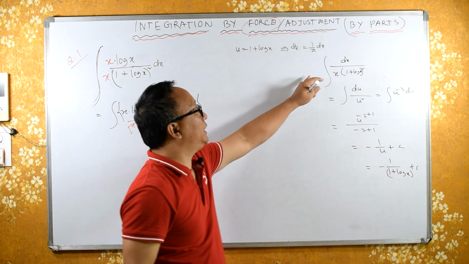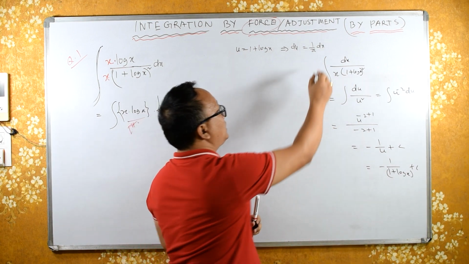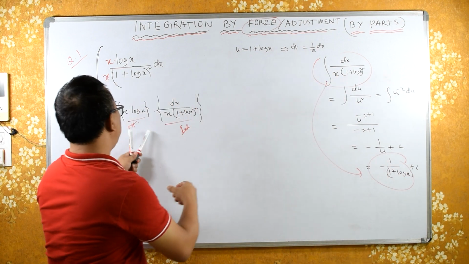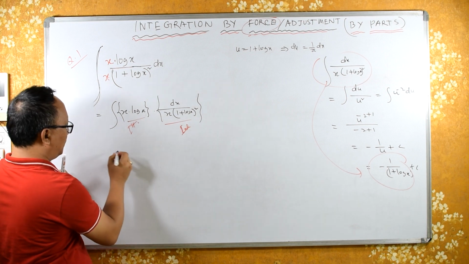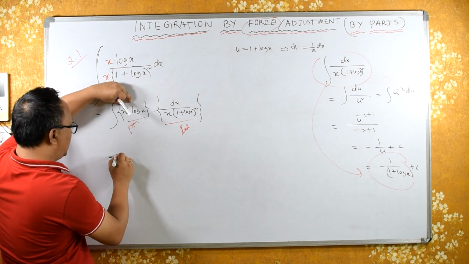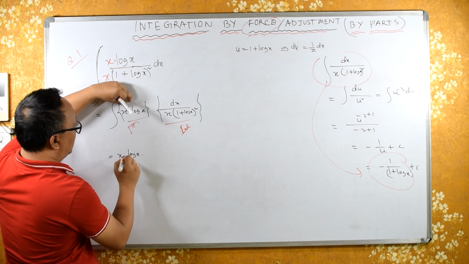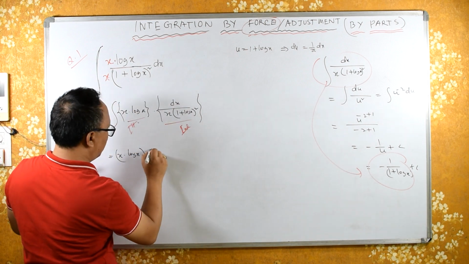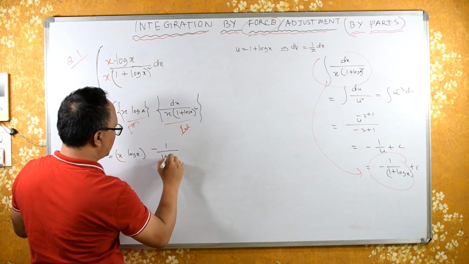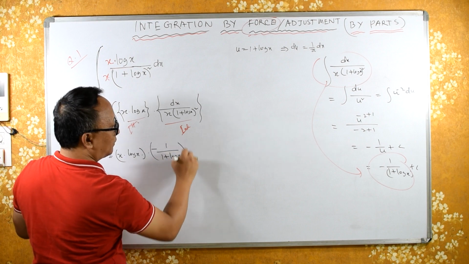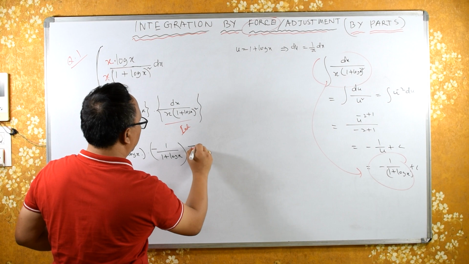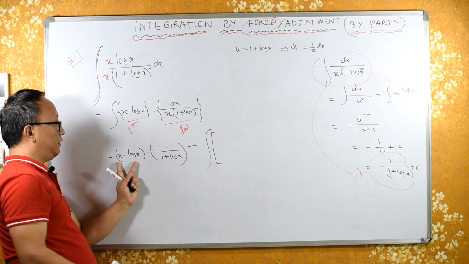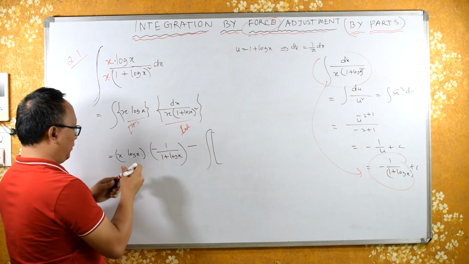Now we are getting the integration of this directly. Now let's apply integration by parts. This equals first function kept as it is, x into log x, times the integration of the second function, which is minus 1 upon 1 plus log x, minus the integral of d by dx of the first function. Here we have to apply the u into v rule for differentiation.